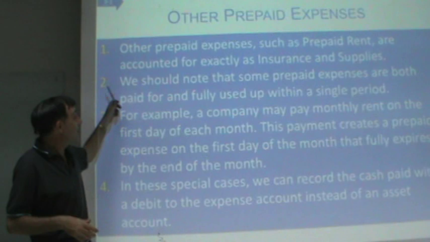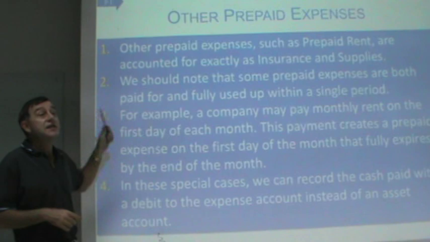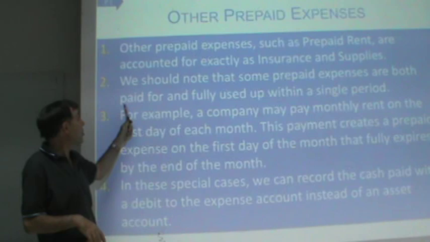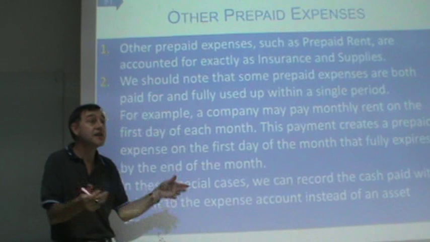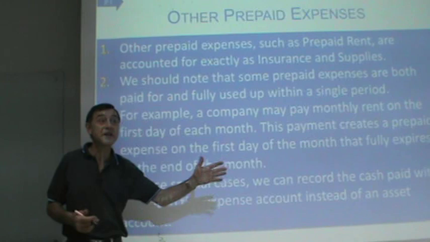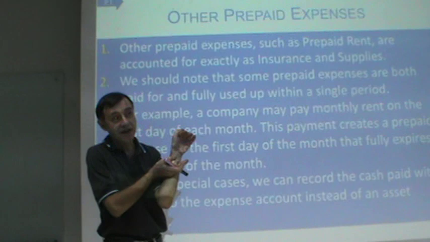Okay, so sometimes you may have a prepaid expense which is not only paid for, but used within the same period. Maybe they don't buy enough coffee, okay? And when we use up the coffee in the middle of the month, then the coffee is used. So we're going to have coffee supply, which at the end of the month is completely expensed, okay? The previous one was only partially expensed. This one you can expense completely, okay?